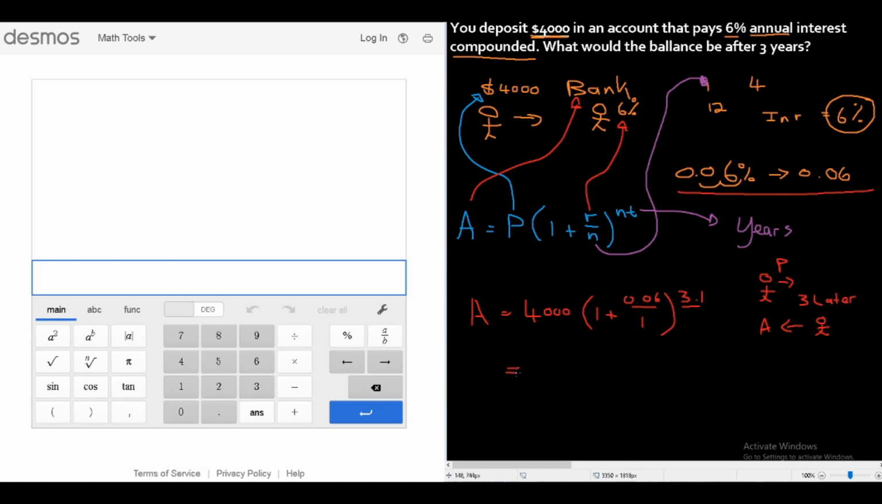Now, after this is done, I'm going to head over to my calculator. Actually, firstly, we can simplify this ourselves. Anything over 1 is itself, so we can say 1 plus 0.06, which is just going to be 1.06 to the power of 3. Now, if I type this in on a calculator, 4,000 times 1.06 raised to the third power, I get a value of about 4,764.